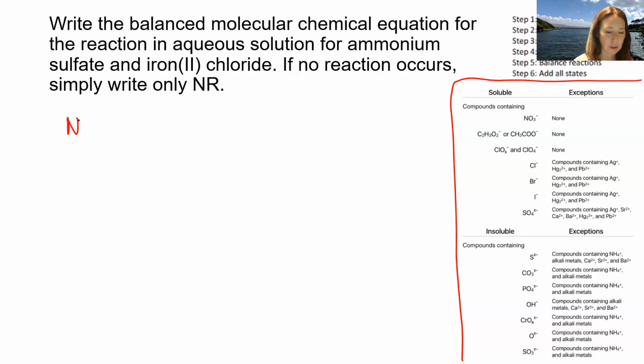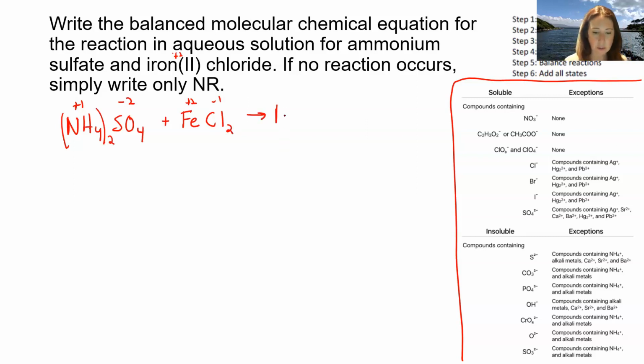Okay, so ammonium sulfate and iron chloride. I'm just making the bare bones here. So ammonium is a +1, sulfate's a -2. Iron, they told us, is a +2. Chloride is a -1. So we have to fix some stuff here, right? 2, 2. And it's a double displacement reaction. So ammonium stays first and Fe stays first.